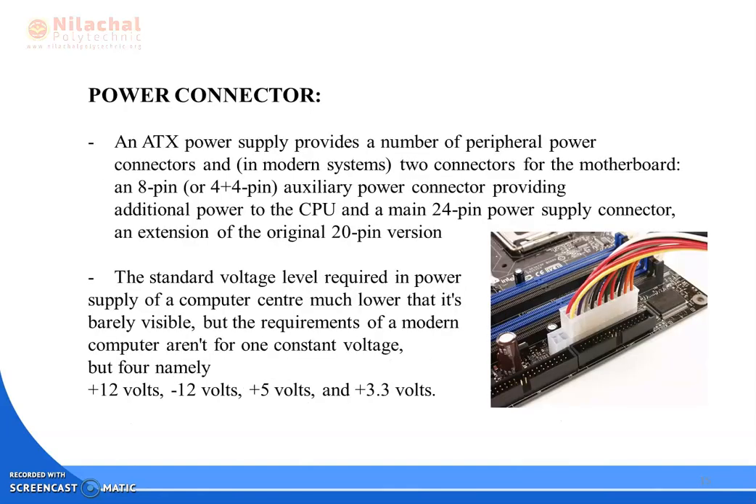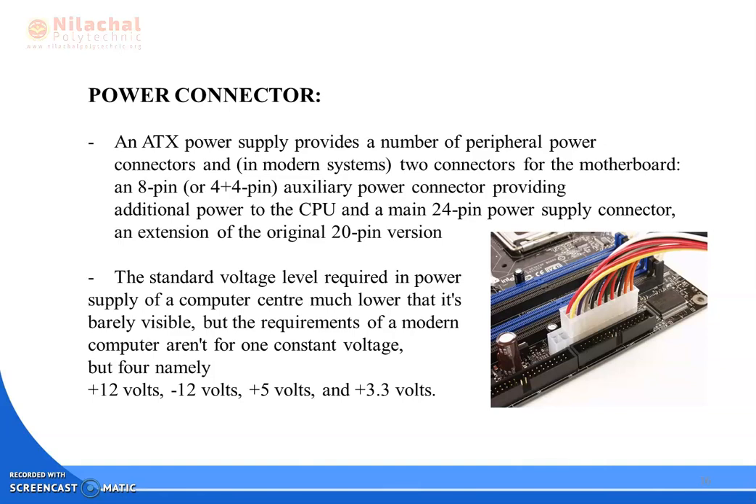Next is an important concept, the power connector. The power connector is the basic requirement of a system, that is, the power supply to the motherboard and the different parts and components of the system. We call it the ATX power connector, the Advanced Technology Extended power connector. It provides a number of peripheral power connectors and two connectors for the motherboard: an 8-pin, which is a 4+4 auxiliary pin connector giving additional power to the CPU, and the main 24-pin power supply connector, an extension of the original 20-pin version.